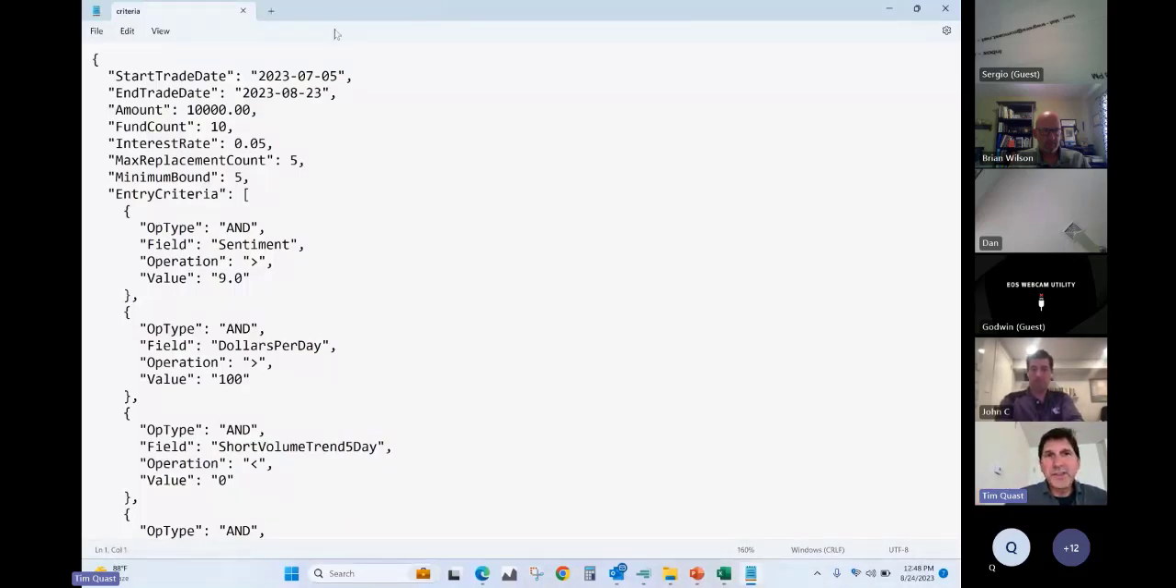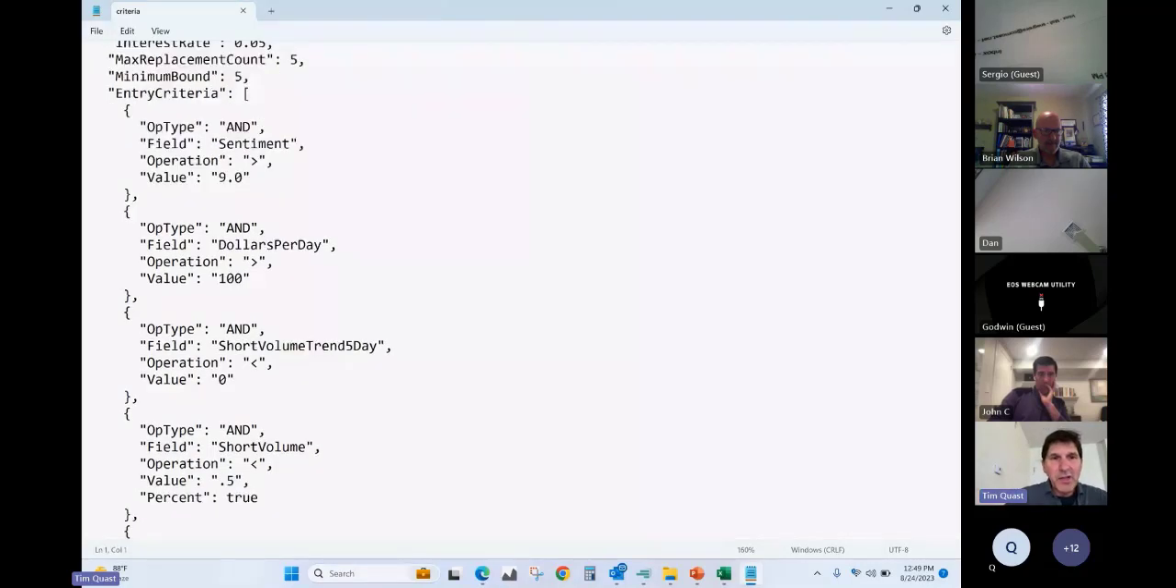So I set the area. I want to run data from July 5th through yesterday. And I'm going to set up a minimum. The initial value is $10,000, and I want to have 10 stocks in this portfolio, and I want to have at least 5 in it at any given time, and I'll replace no more than 5 at a time. That's what that's saying. And so I want to look for stuff that is greater than 9.0 demand, and that the dollars per day.